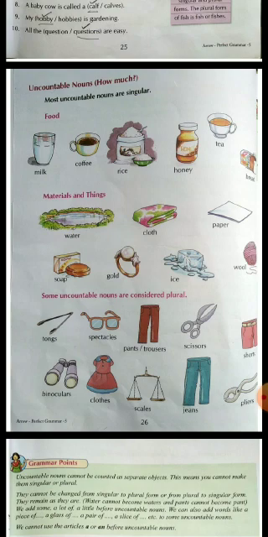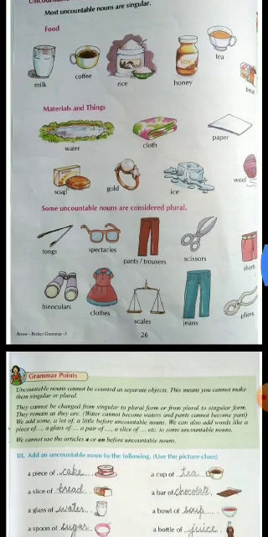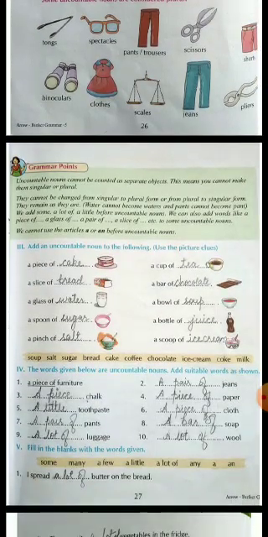Understood? Material things, for example, water. Can we count water in a glass? We cannot count water in a glass, right? So these are all uncountable things. Students, uncountable nouns cannot be counted as separate objects. This means you cannot make them singular or plural. Means that you cannot count the uncountable nouns as singular or plural.